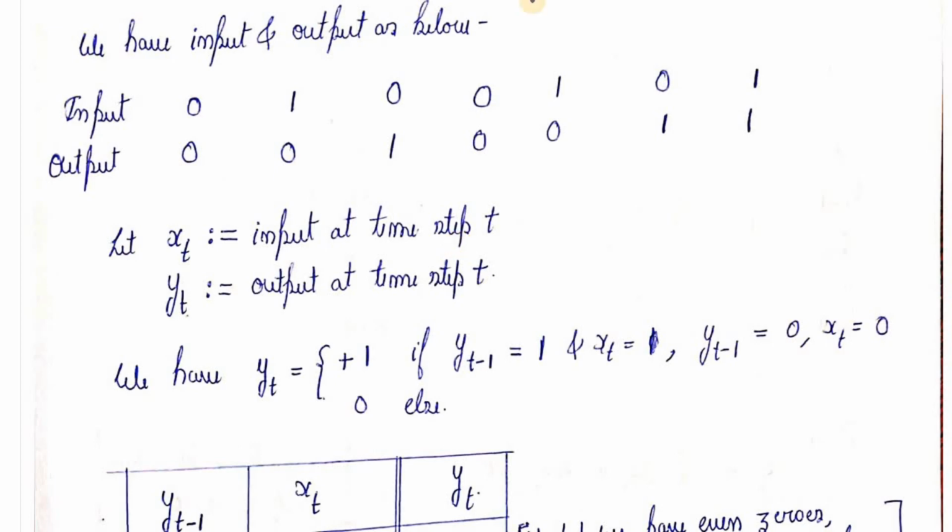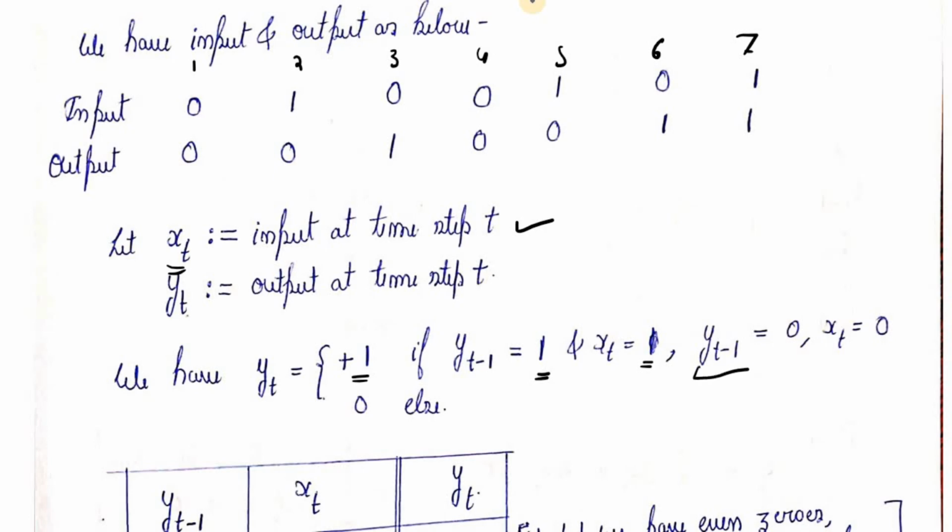So this is the input and output which we have just discussed. We model xt as the input at time t. This is time 1, this is time 2, 3, 4, 5, 6 and 7. So we assume xt is the input at time t and yt is the output at time step t. Consequently, yt is 1 if yt minus 1, the previous time step, was 1 and the current input is 1. This means that till the previous time step we had an even number of zeros, we added just a 1 to it, and we still have an even number of zeros, so yt will be 1.